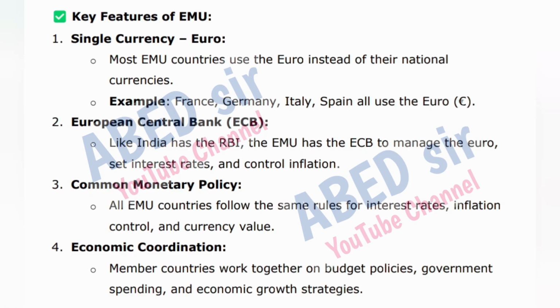3. Common monetary policy. All EMU countries follow the same rules for interest rates, inflation control, and currency value. 4. Economic coordination. Member countries work together on budget policies, government spending, and economic growth strategies.